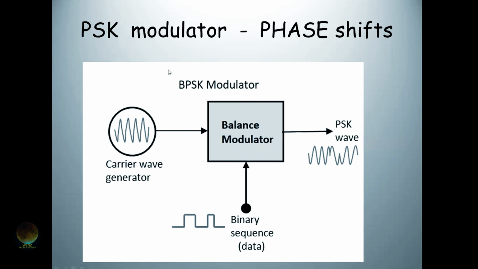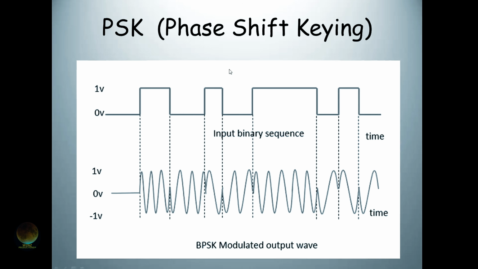PSK. PSK is harder to describe. I'm changing the phase of the wave. Phase is the timing. So in phase, 0 means no phase shift and 1 means a phase shift, or vice versa. Notice I'm not changing the amplitude. I'm not changing the frequency. I'm just changing the start and stop, the phase of the wave. That's much harder to visualize or hear.